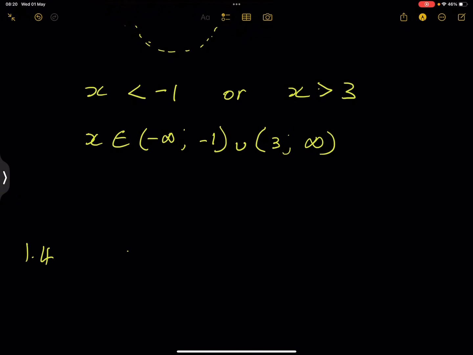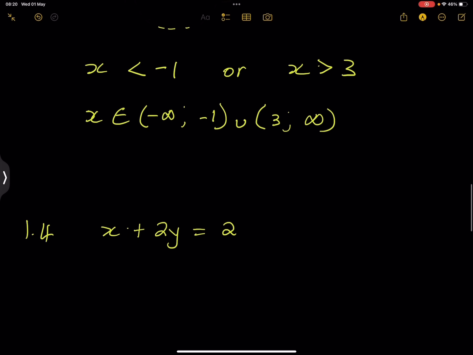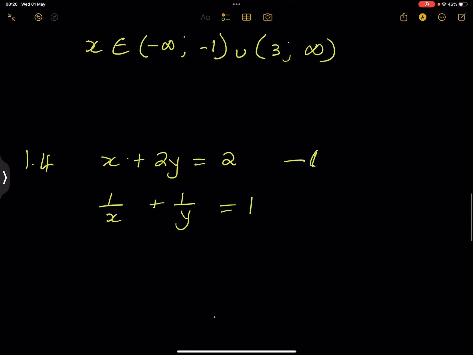So the first equation is a linear equation. What do we have there? We've got x plus 2y equal to 2, and the other one, we've got 1 over x plus 1 over y equal to 1. So what do we do first? Ladies and gents, I'm going to call this equation 1, and I'm going to call this equation 2.